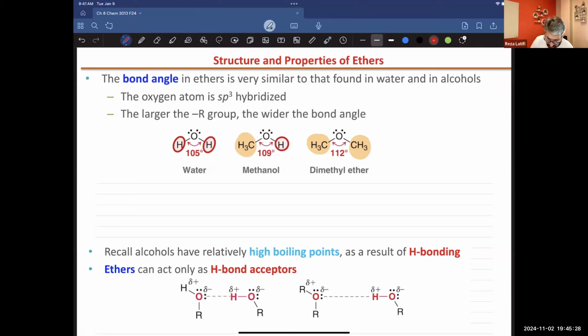The steric effect will be subject to the size of the particles, and CH3 is bigger than hydrogen. The more methyl groups we have, the higher the repulsion, or steric effect, between them. So I expect the bond angle to be higher. And as you see, that's true.